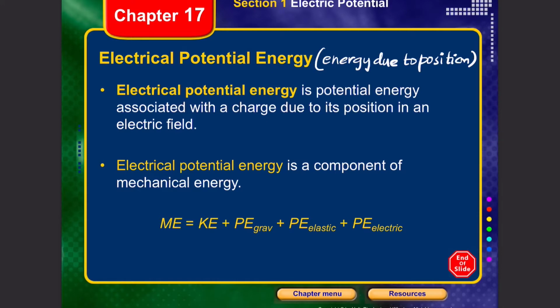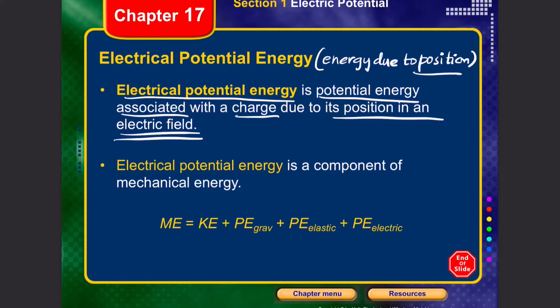The two field energies that we generally see are electric potential energy and gravitational potential energy. Now electrical potential energy is the potential energy associated with a charge due to its position in an electric field. Remember the term position. If the position is height in a gravitational field, we call that gravitational potential energy. Here the charge has a position in an electric field. Just because it has its position in the electric field, it does have energy.